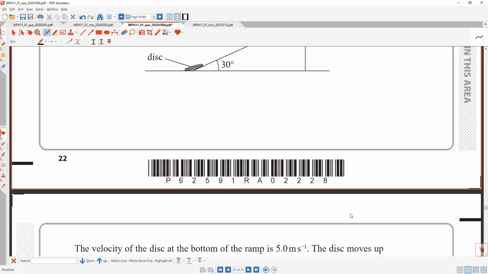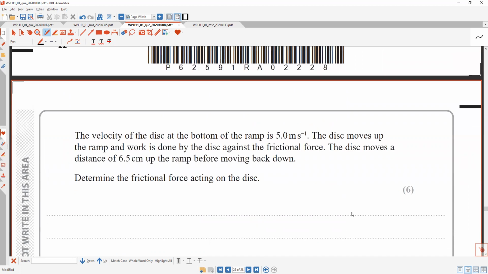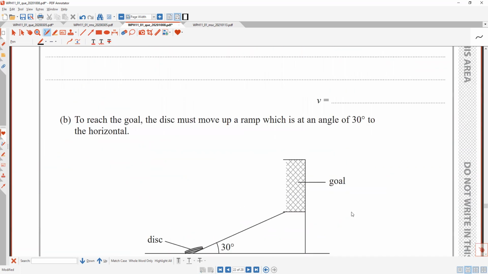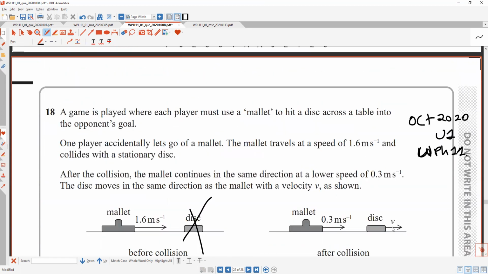Okay, this one. Now, should I do this with you right now or not? Because this is slope related. Okay, I'm not doing this. Okay, you know what? Write down October 2020, Unit 1, question number 18, homework, new syllabus.